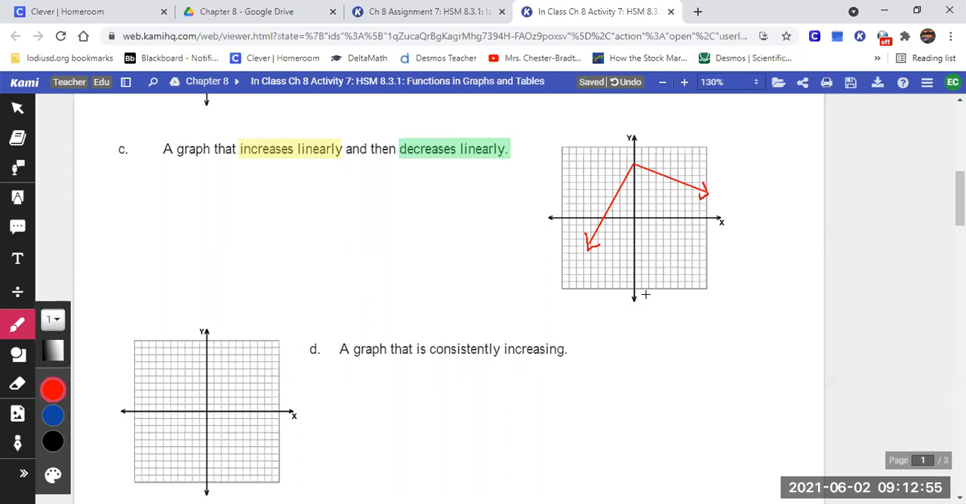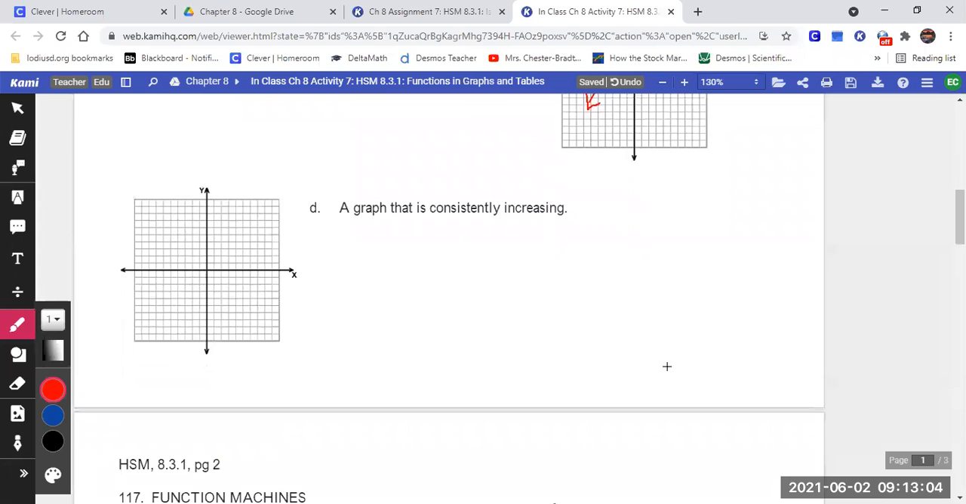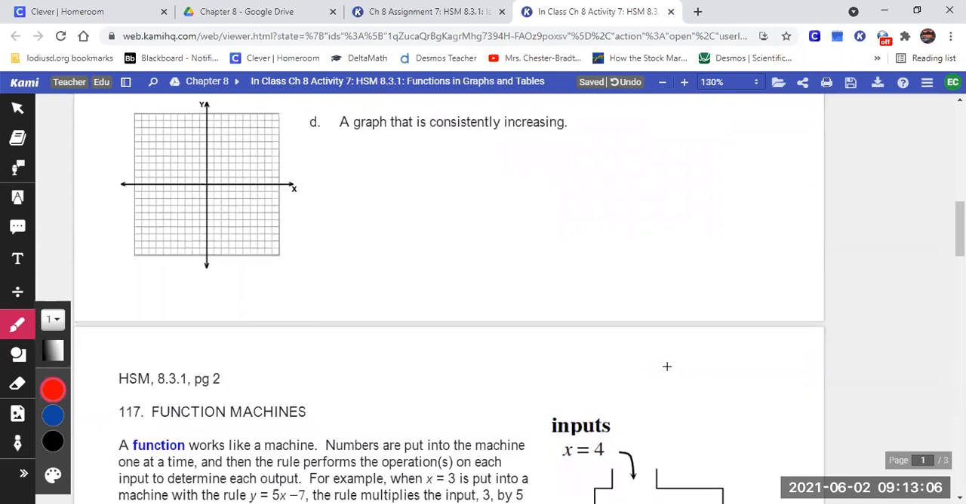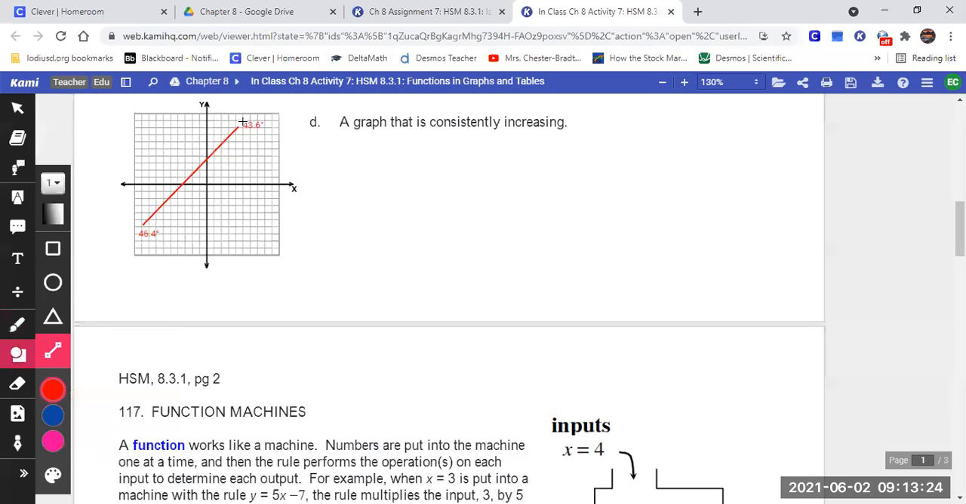Okay. In this case, the x and the y were both going up. Then all of a sudden the y starts coming down. Okay. Graph that is consistently increasing. So it means it's only increasing. So we can use our line tool. Has to head upward.